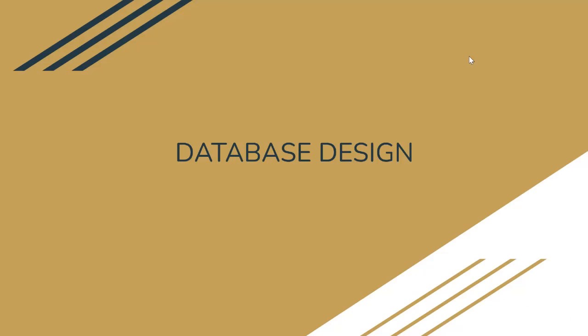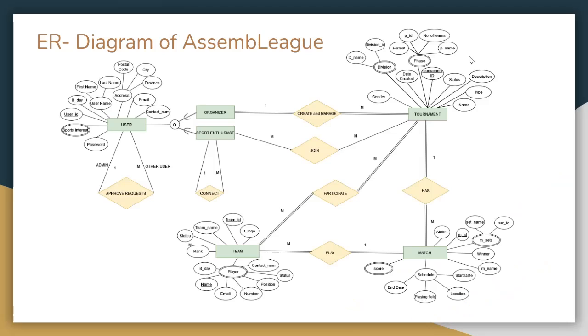For our database design, this ER diagram shows how our data will be saved. We have four main entities. A user can be an organizer that can manage multiple tournaments or an enthusiast at the same time and vice versa. A tournament will have several matches played by different competing teams. Each team can participate in multiple tournaments. It will be up to the organizer to impose additional rules for the tournament.